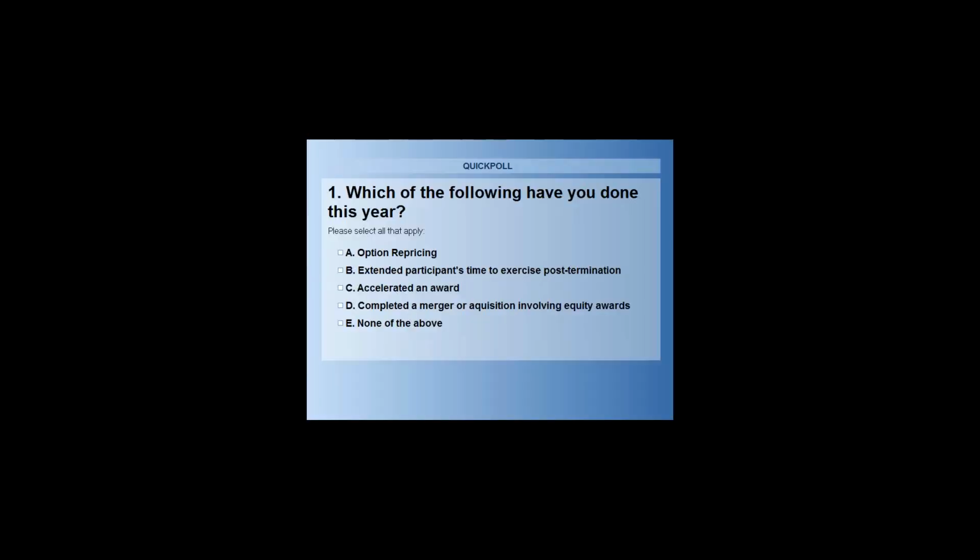Let's take a look. So the first question is, which of the following have you done this year? Is it A, option repricing, B, extended participants' time to exercise post-termination, C, accelerated an award, D, completed a merger or acquisition involving equity awards, or E, none of the above? So we'll give you just a few moments to make your selection. Make sure to select all that apply. All right, with that, let's go ahead and close the poll.